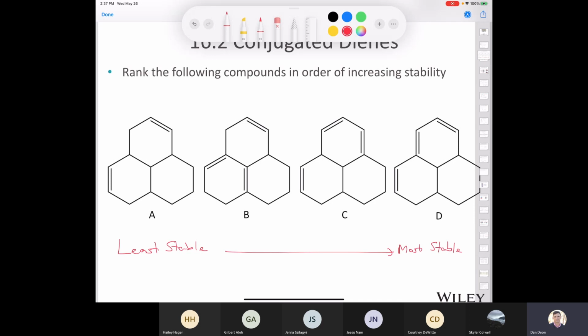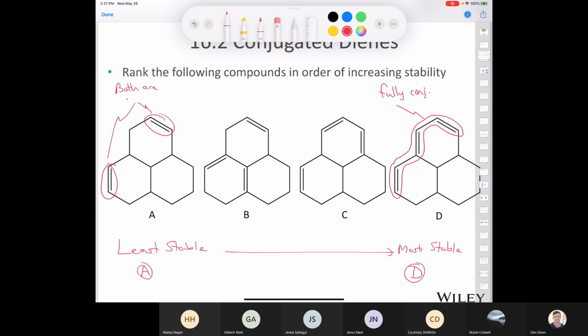Absolutely. So, Courtney, Skylar, you're both 100% correct. It's because it's fully conjugated. Double, single, double, completely conjugated. And so the most stable is going to be D. This is called fully conjugated. Now, could anybody tell me which one of these would be the least stable? Yes, I agree, Skylar. The least stable is going to be A. Why? Because both double bonds are isolated.